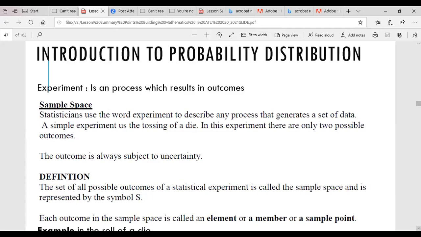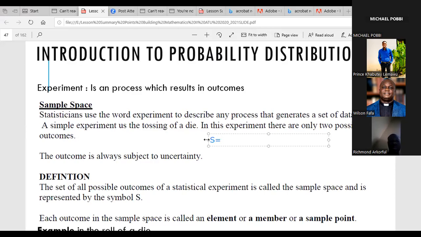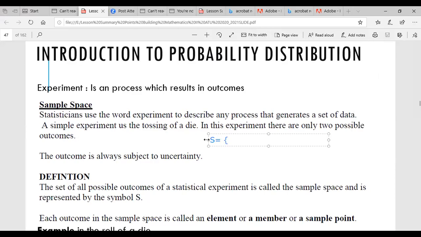So, for example, in the toss of a coin, the sample space will be a head and a tail. If you toss one coin, then the possible outcomes will be head or tail. So let me say the sample space will be equal to, and then we use the set notation, a head, comma, a tail.